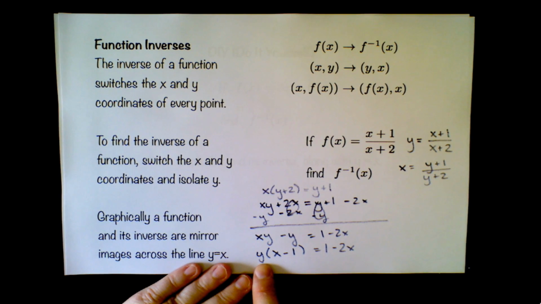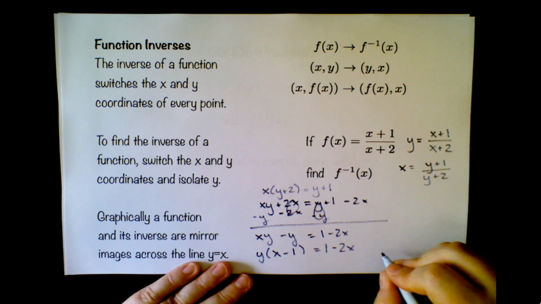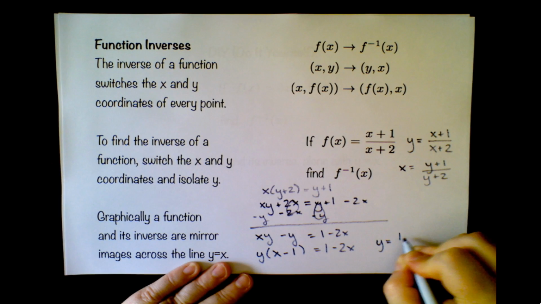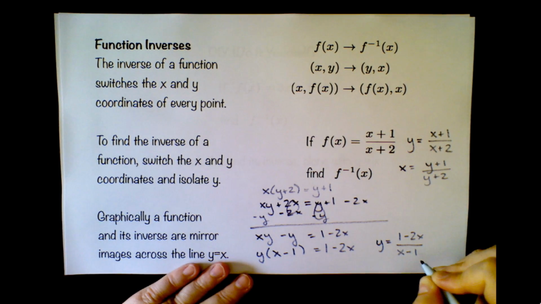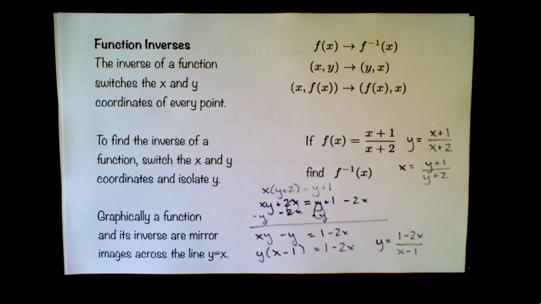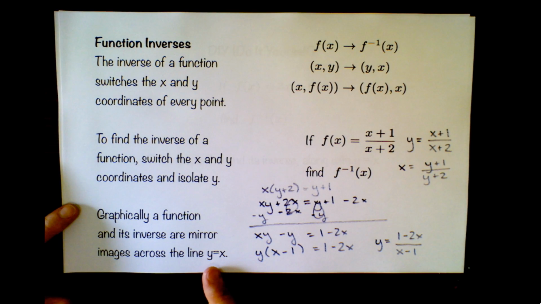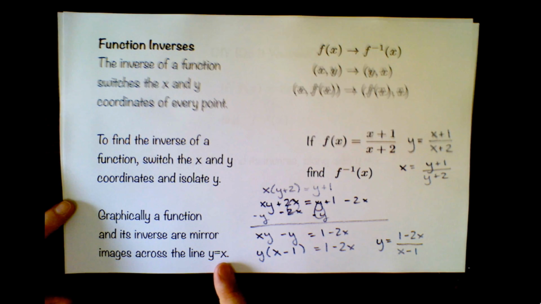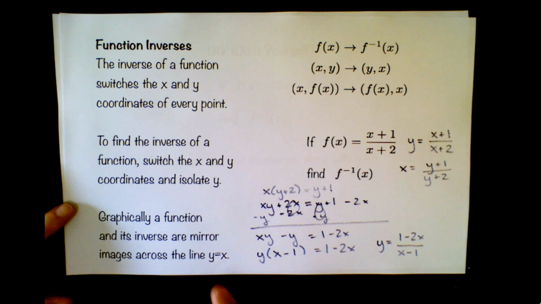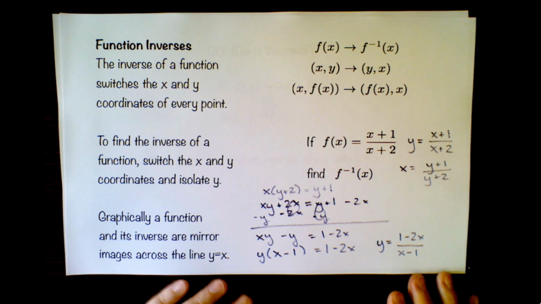Alrighty. Now to get y alone, all I have to do is divide both sides by x minus 1 so that I get y equals 1 minus 2x divided by x minus 1. And what the heck does that look like? Well, graphically, a function and its inverse are mirror images across the line y equals x. When you switch those x and y coordinates, you end up with a function that mirrors across that y equals x line. So let's go see what that looks like in GeoGebra.